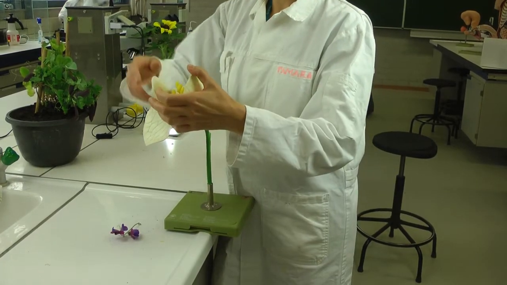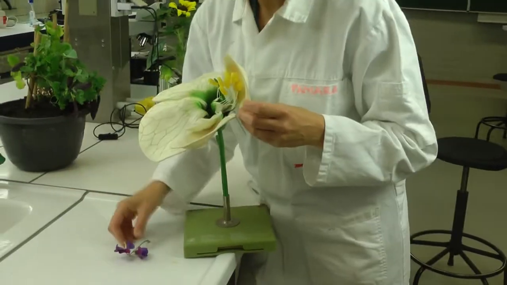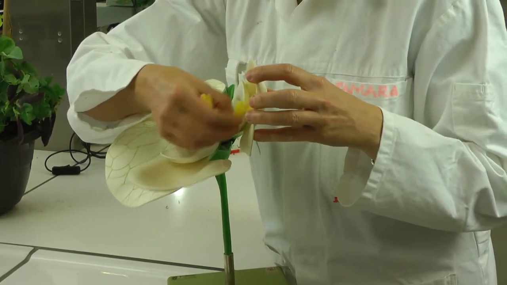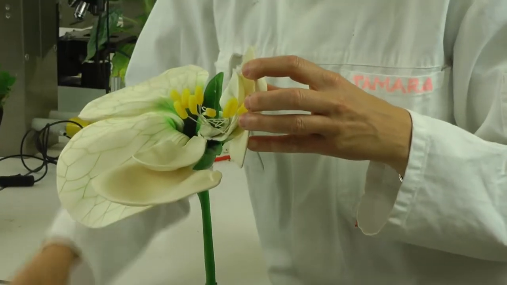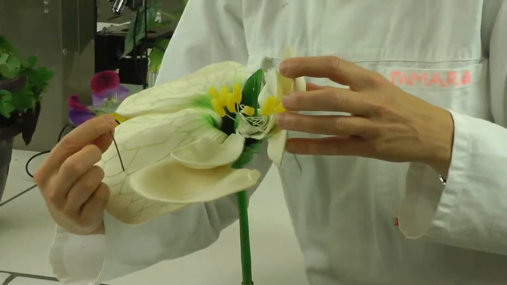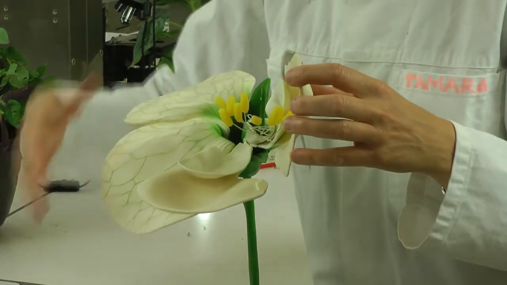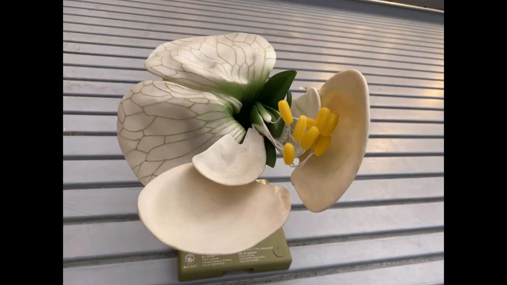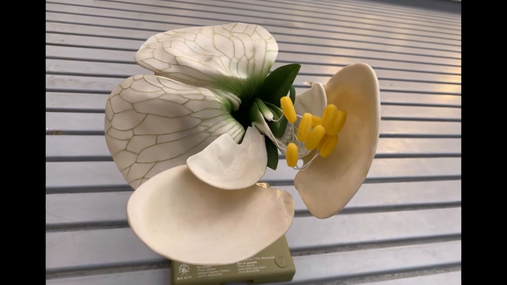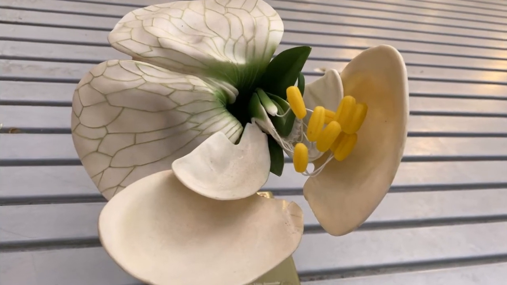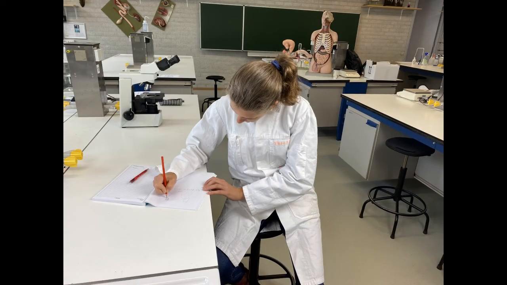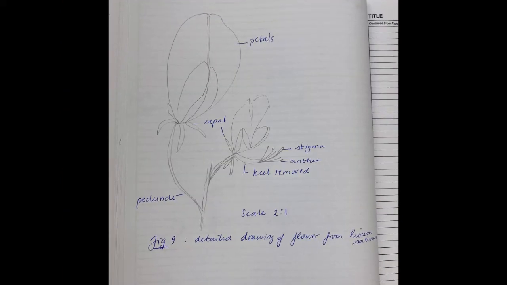So here you have a model of a leguminous flower. Like I showed you, I opened up the keel to reveal the anthers and the stigma, which is also visible from your pea flower. So when you draw it, make sure you draw all the organs and also name all the organs. We'll show you in a minute. So back to the research journal, back to the drawing board and make the drawings.